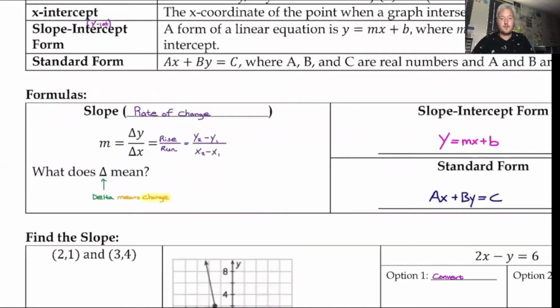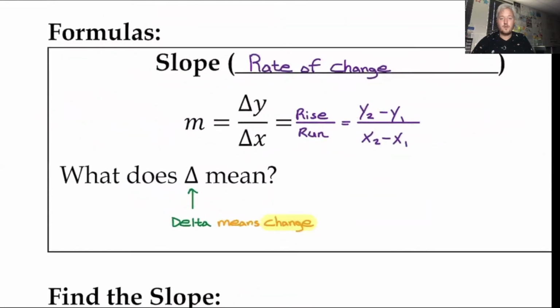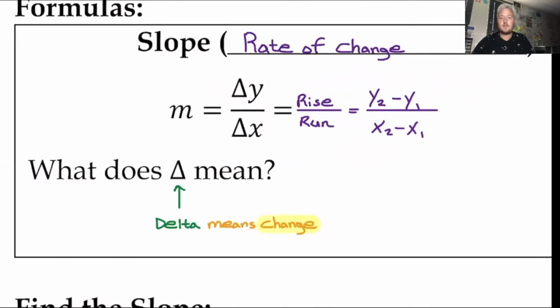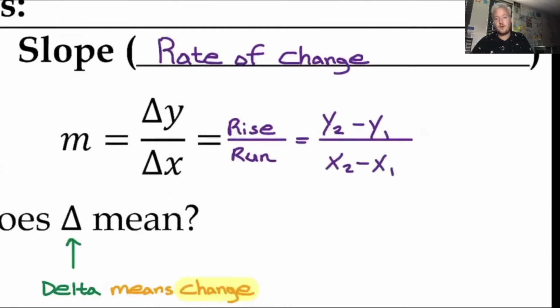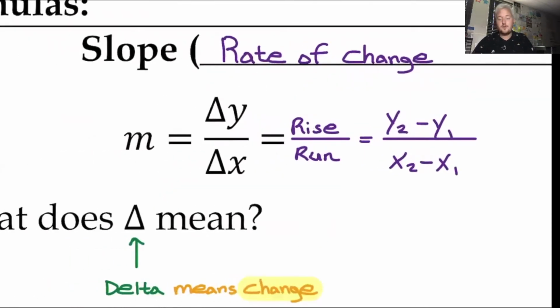First off, we're going to look at some formulas, more specifically the formula for slope, which we also call the rate of change. You're going to be seeing rate of change a lot. We could say slope in terms of a rate, we could say it in terms of change, we could say it in terms of each day or per hour, just anything that signifies a rate that's reoccurring.